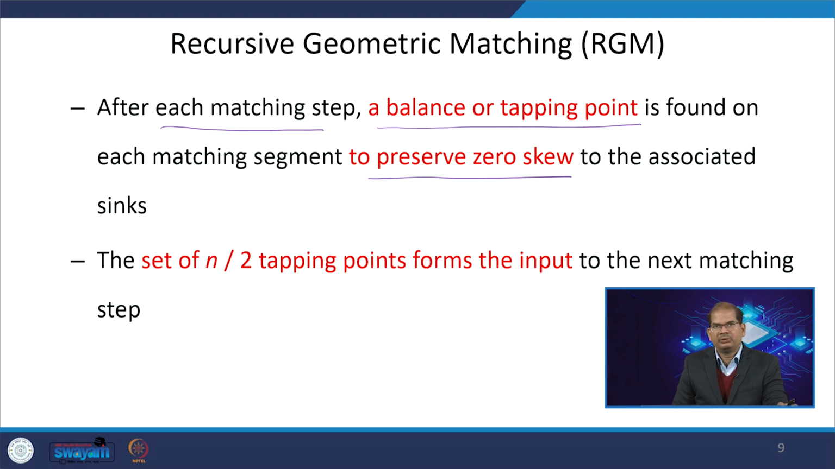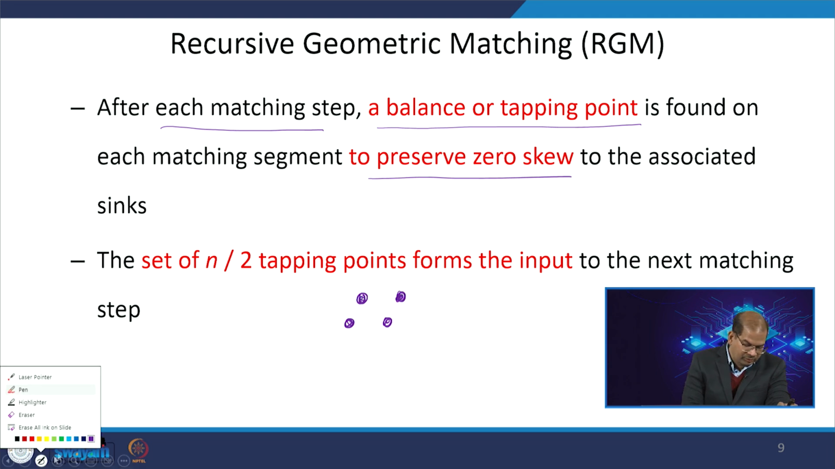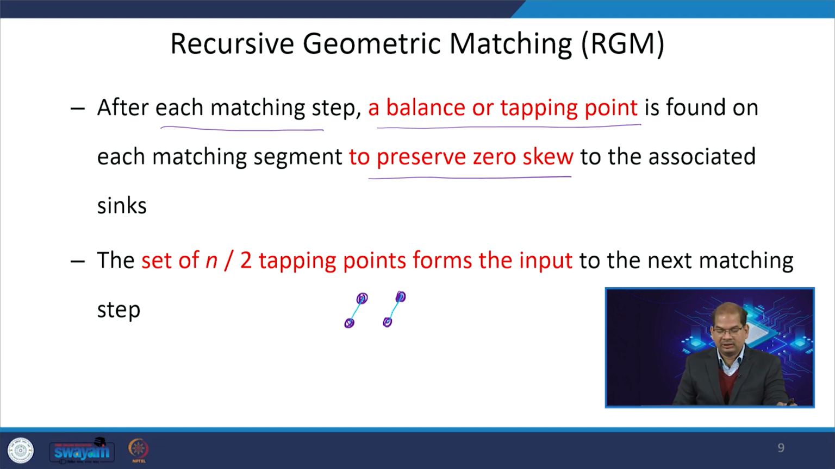So, these line segments, let us say I will give an example here. So, these are the sink nodes, let us say. Okay. These are the sink nodes, 4 sink nodes are there. So, what do I have to do? First of all, I will make 2 line segments. Okay. Then how can I tap a node in between the line segment? I have to tap the middle of this one and the middle of this one, such that my 0 skew is achieved. Okay. So, this is basically called finding n by 2 tapping points from the input.